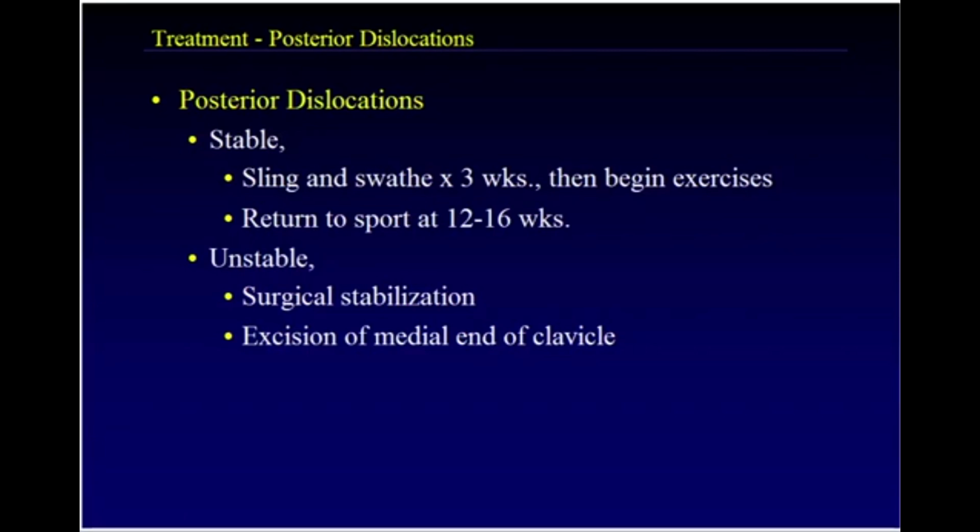Posterior dislocations, if they're stable after reduction, you can treat them with a sling and swathe, and again, beginning early elbow range of motion exercises. These patients can return to athletic activities at approximately 3 to 4 months. If the dislocation is unstable and you have recurrent dislocations, then again, you can consider surgical stabilization, although the preferred technique, again, would be to excise the medial end of the clavicle.